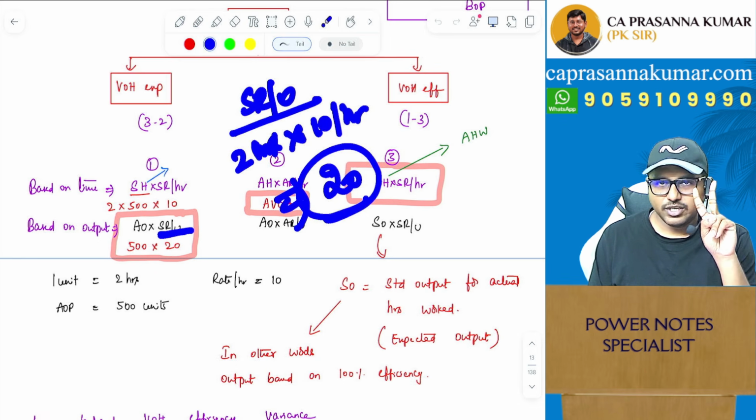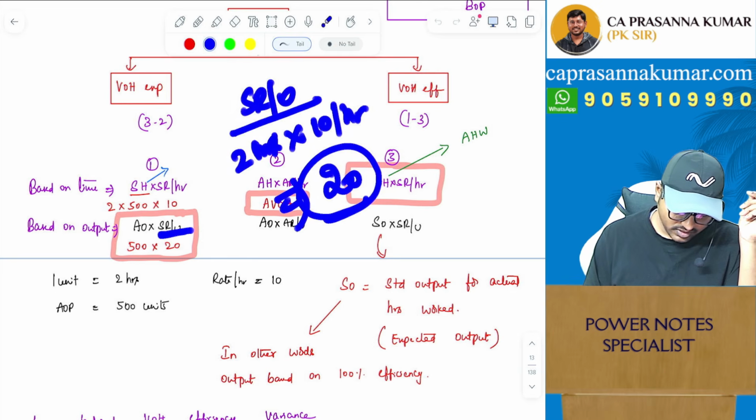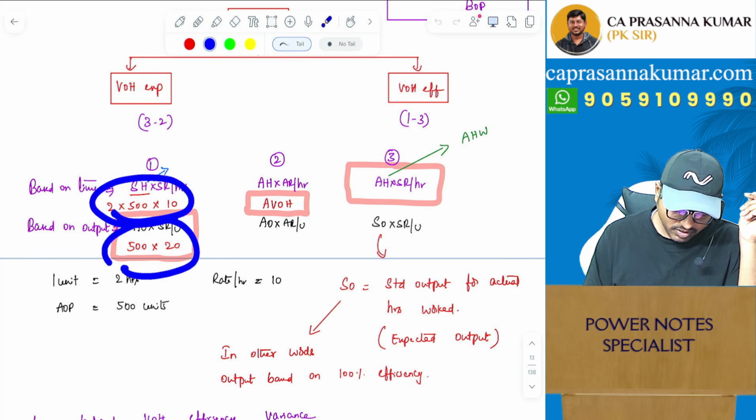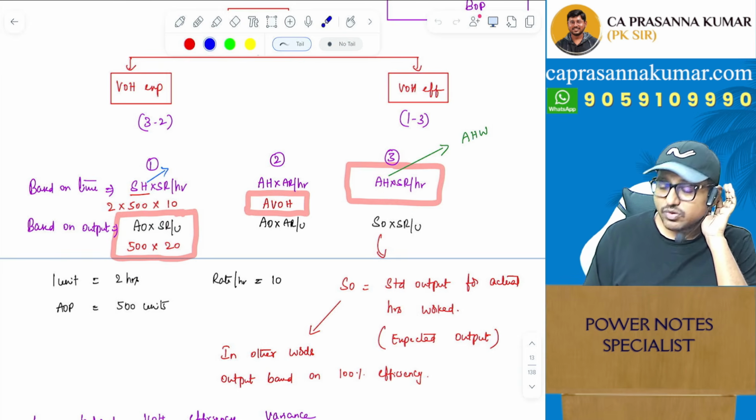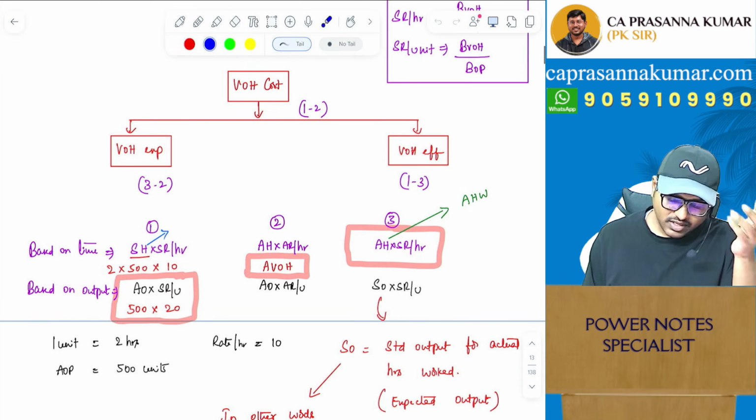1 unit is taking 2 hours, per hour the rate is 10 rupees, which means per unit the cost is 20. So if you can see whether you apply this formula or this formula, the answer is exactly the same. Then why are we having two formulas, sir? It is based on the information that is given in the question, to make the answer faster.